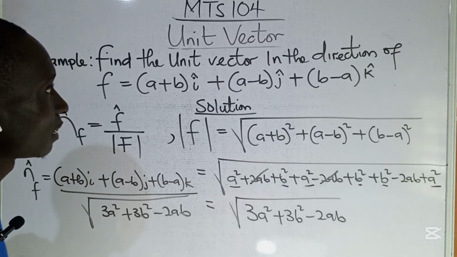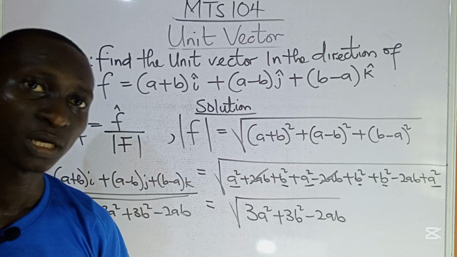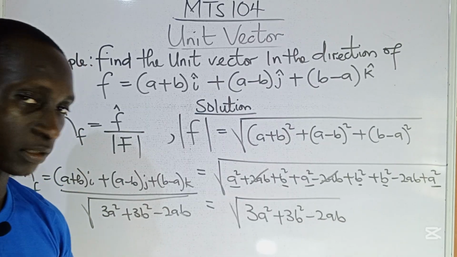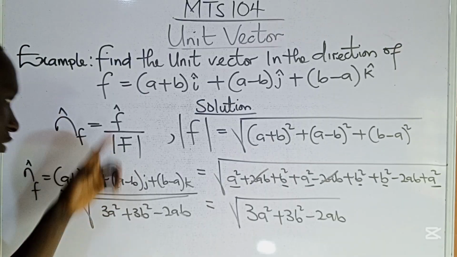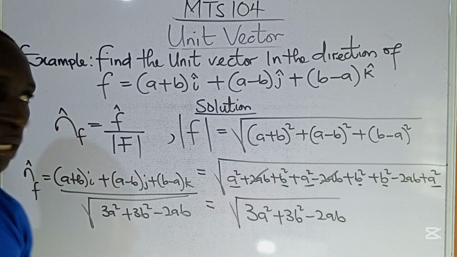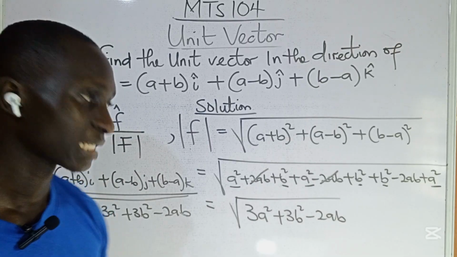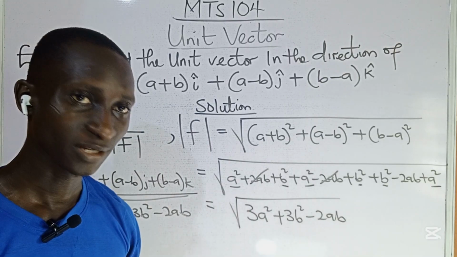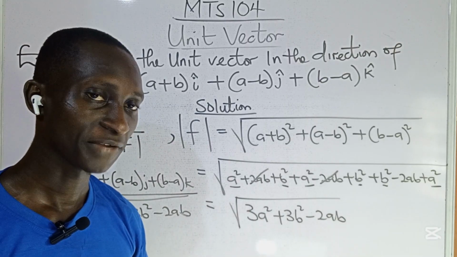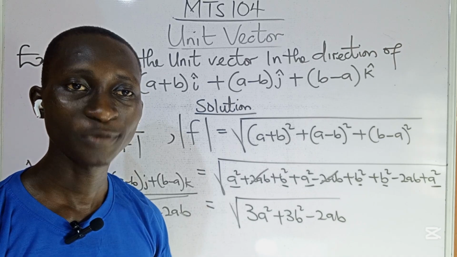So that is how to find the unit vector. Hope it's clear. Just vector over its modulus. And you can watch the previous video where I explained modulus to understand how modulus, or length of a vector, is gotten. Thank you very much for watching.